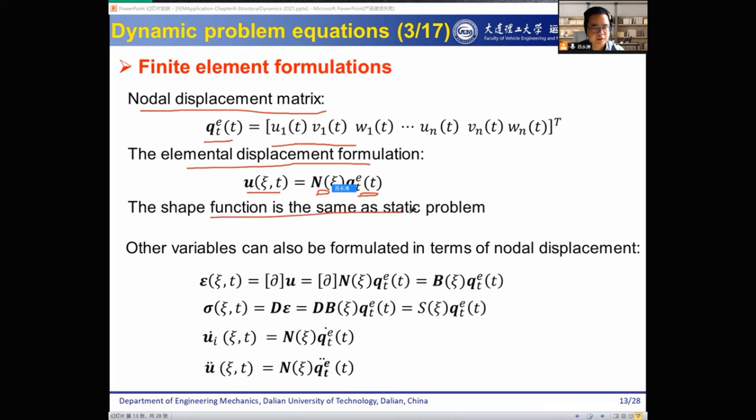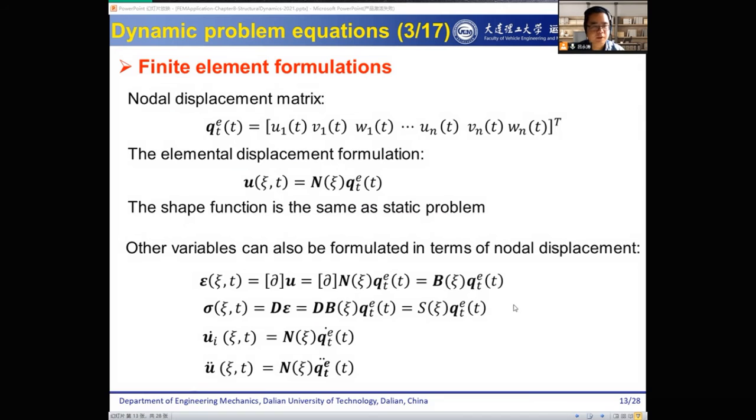And the shape function is the same as for the static problems. Other variables can also be formulated in terms of node displacement: the strain, the stress, the velocity and the acceleration. Velocity and acceleration are two additional terms for the dynamic problems. For these we use the interpolation function, so we use the interpolation concept to solve the problems.